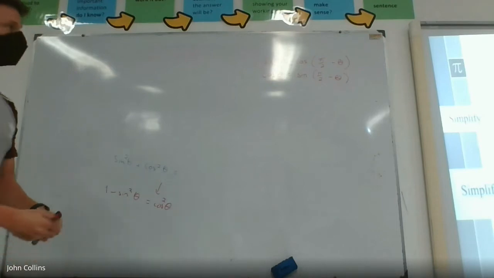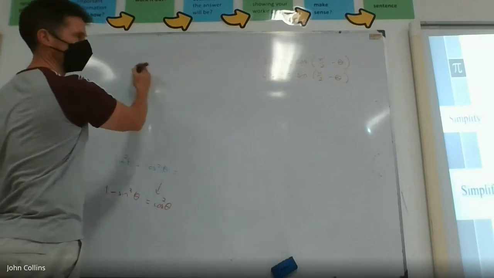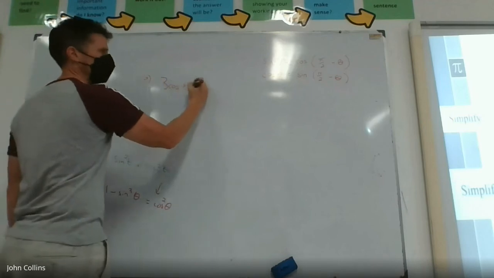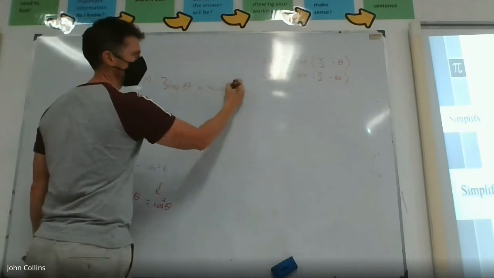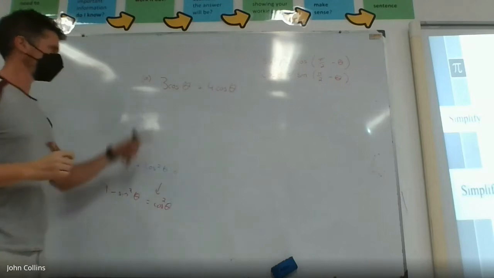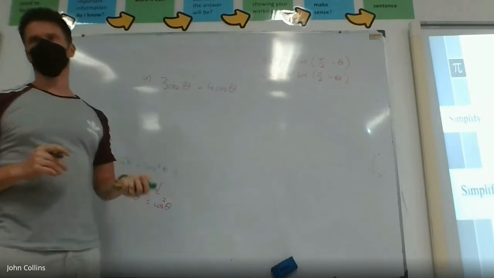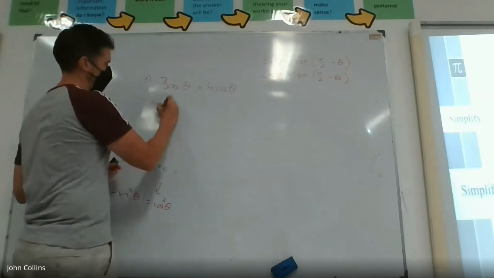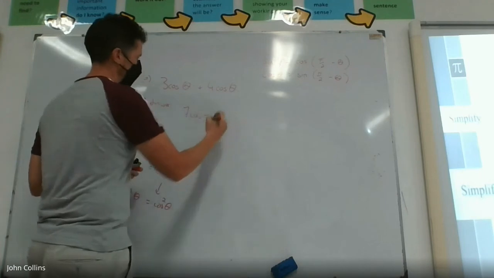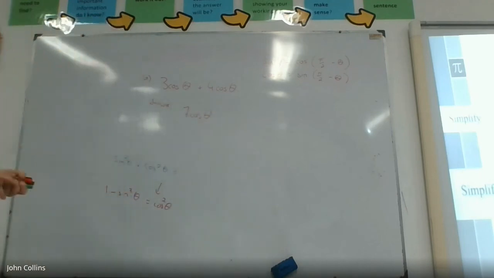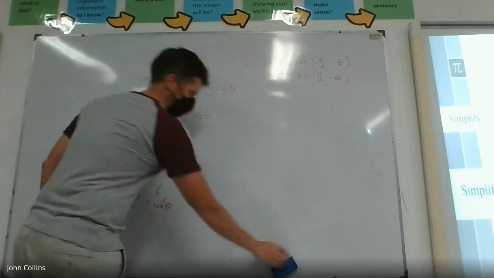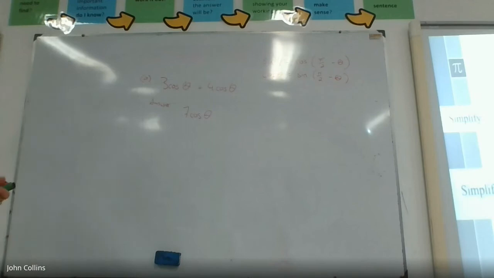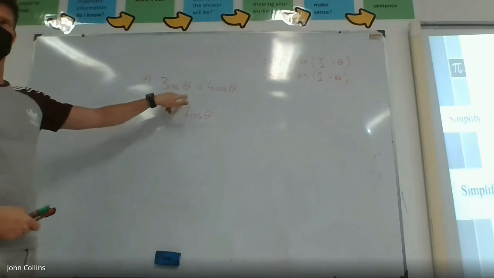So here's the first question. We want to simplify for the moment, and then eventually we get to solve. It's a bit like algebra. We want to make sure that the same rules apply as in algebra. 3 times cosine theta plus 4 times cosine theta. Is it okay to write the answer 7 cosine theta? Yes. Cosine theta will always be that same number.